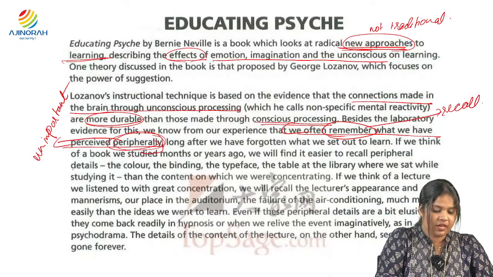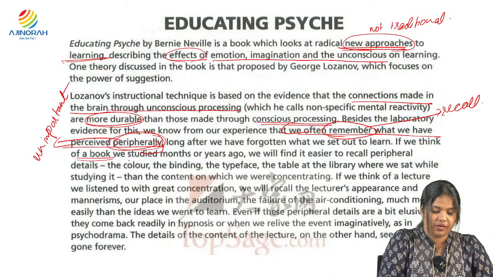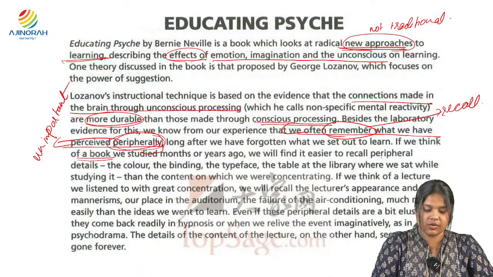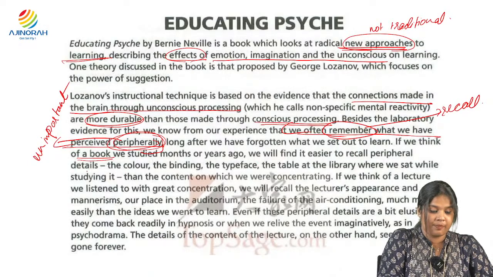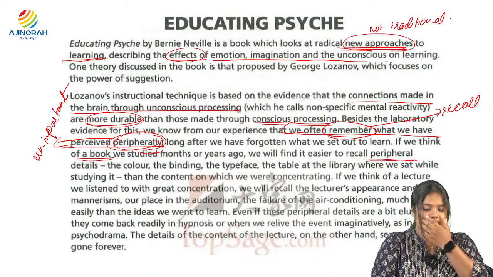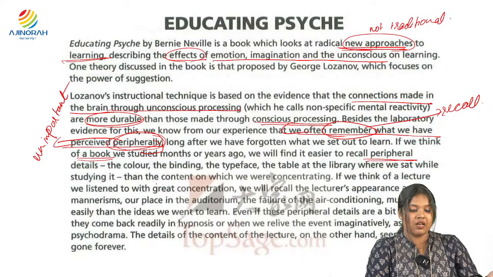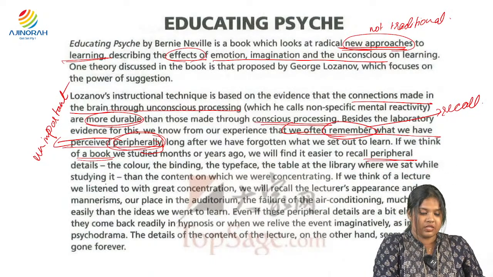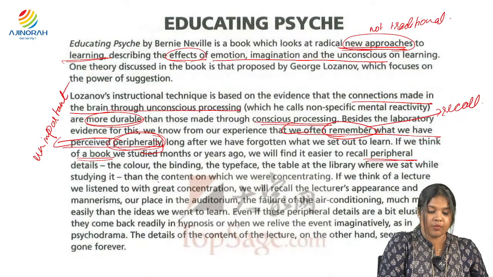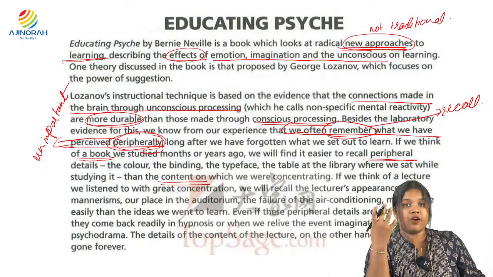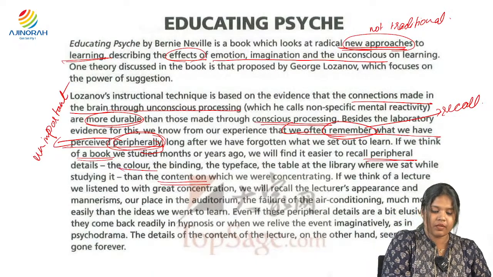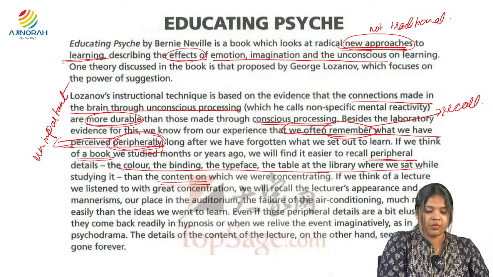So if we think of a book we studied months or years ago, we will find it easier to recall peripheral details. That means unimportant details. So we try to remember unimportant details like the color, the binding, the typeface, the table at the library where we sat while studying it, rather than the content on which we were concentrating, right? So we won't be able to recall the content that we have read in that book, but we'll remember the color, the binding, and the other things, right? We'll be remembering all these things, but not the content.